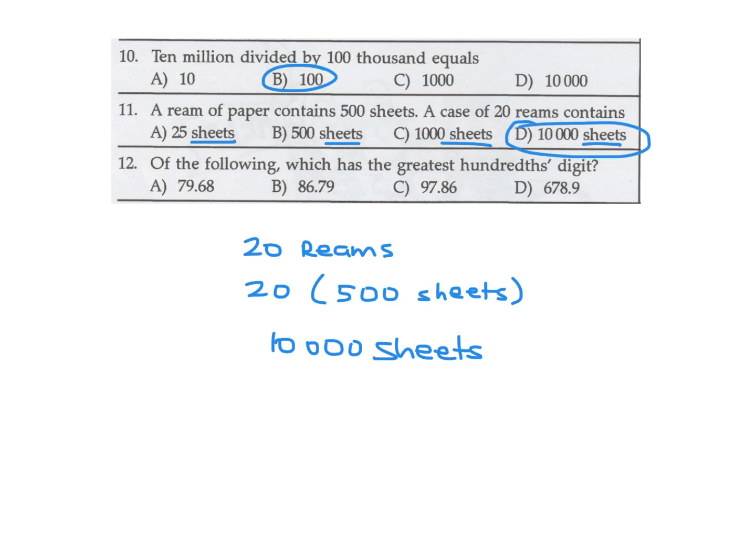Of the following, which has the greatest hundredths digit? Okay, hundredths digit. So let me just underline all the hundredths digits. So it's this guy, this one, and this. Well, this one actually is 0. They didn't put it in, but I'll put it in. So we have 8, 9, 6, and 0. Of those 4 numbers, which one is the greatest? Well, obviously it's the 9. So B is the answer.